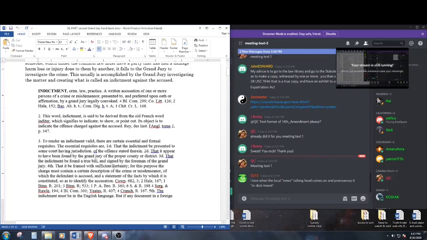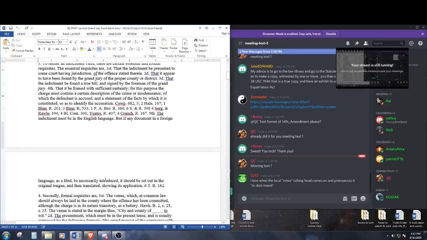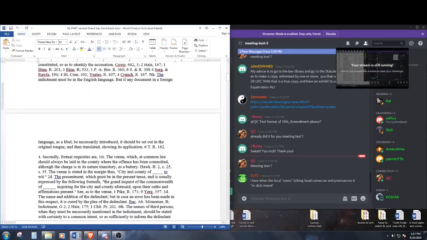3, that the indictment be found a true bill and signed by the foreman of the grand jury. 4th, that it be framed with sufficient certainty. For the purpose, the charge must contain a certain description of the crime or misdemeanor of which the defendant is accused and the statement of facts by which it is constituted, so as to identify the accusation. And 5th, the indictment must be in the English language, but if any document in a foreign language, as a libel, be necessarily introduced, it should be set out in the original tongue and then translated.